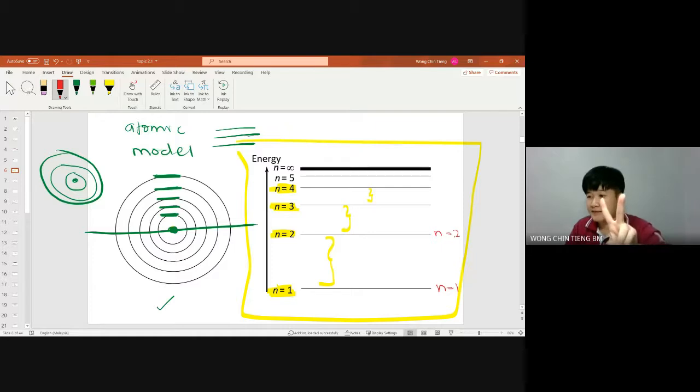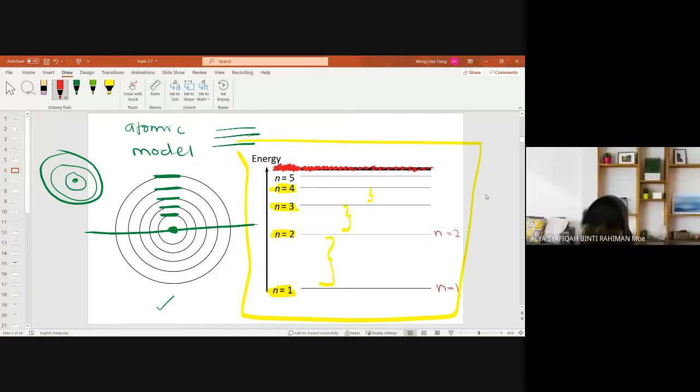So, dua syarat kat sini. Mesti kena label. n sama dengan 1, n sama dengan 2, n sama dengan 3. Kedua, mesti mula dengan n sama dengan 1. Tak kisah kita guna atau tak. Dan bergerak naik tanpa skip apa-apa nombor. Syarat ketiga, gap antara energy level mesti jadi makin kecil. Alright, syarat. Dan tak perlu lukis sampai n infinity, boleh berhenti pada mana-mana energy level yang kamu nak. Kalau soalan hanya minta sampai n sama dengan 3, n sama dengan 3 je lah. Okay, tak ada masalah. Boleh?